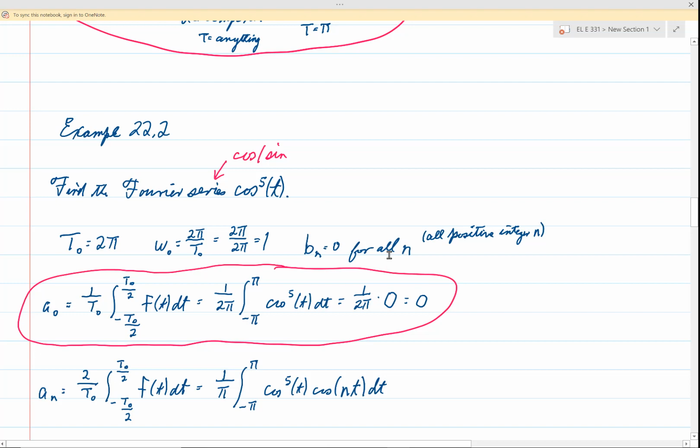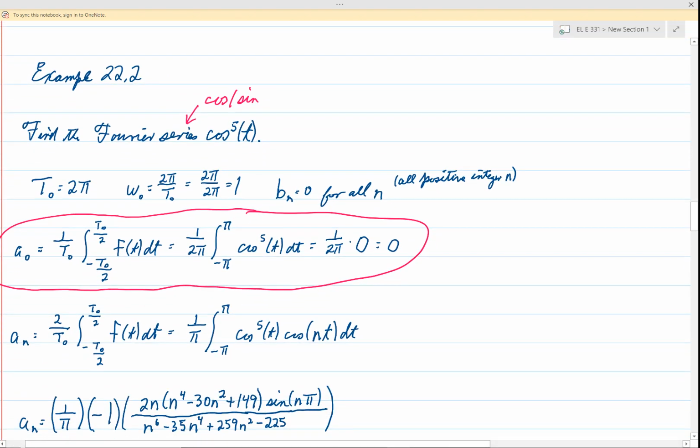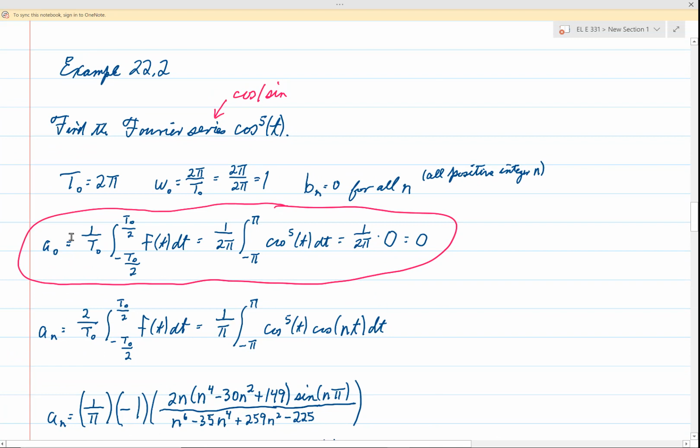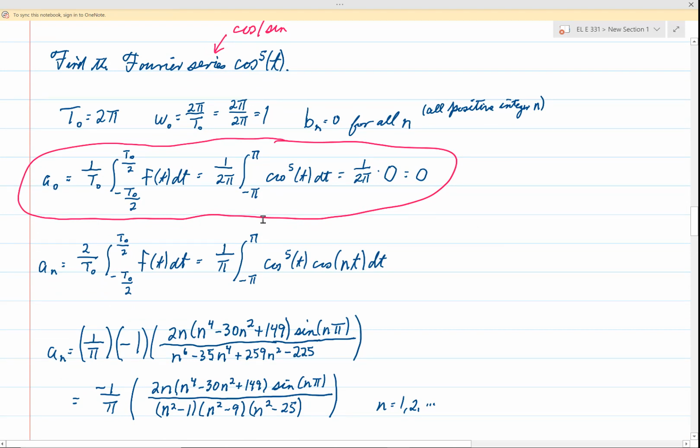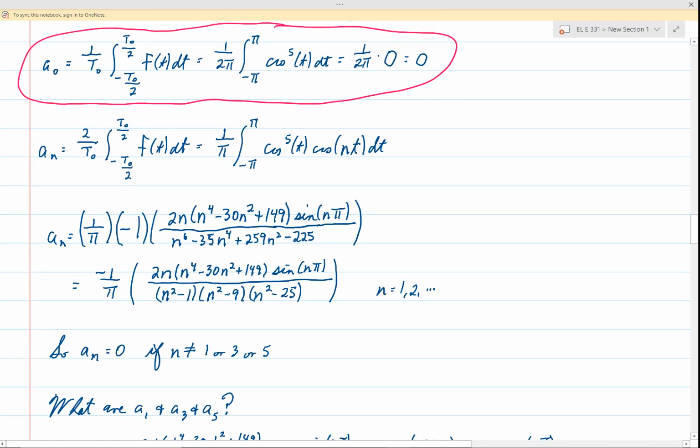Now let's find out about the a's. The formula for a naught, as usual, is equal to this, and since t naught is equal to 2 pi, that becomes this. If you plug that into Wolfram Alpha, you find out it's actually 0. What about an? The formula for an is this, which when we plug in t naught equals 2 pi becomes this. And now when we use Wolfram Alpha on that, we will get this expression.